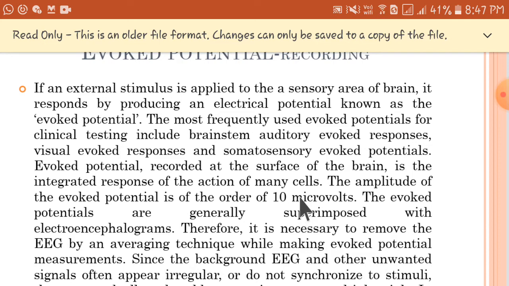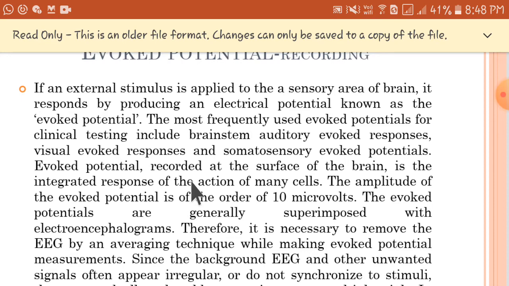While taking the EEG measurement, we can also use evoked potentials for better measurement. What is an evoked potential? We apply an external stimulus to the sensory area of the brain, and the brain responds by producing an electrical potential. This potential is known as an evoked potential.